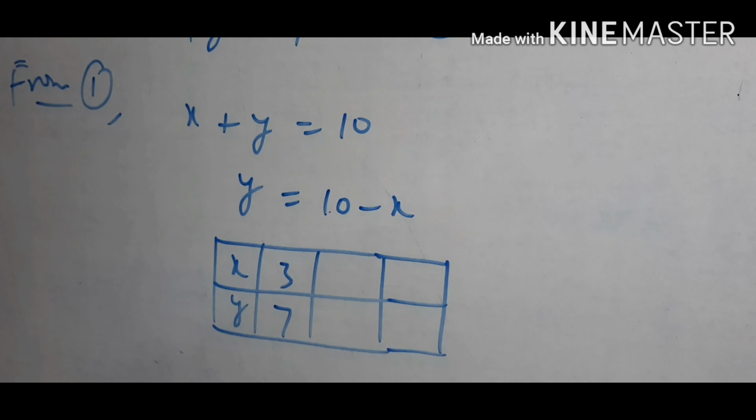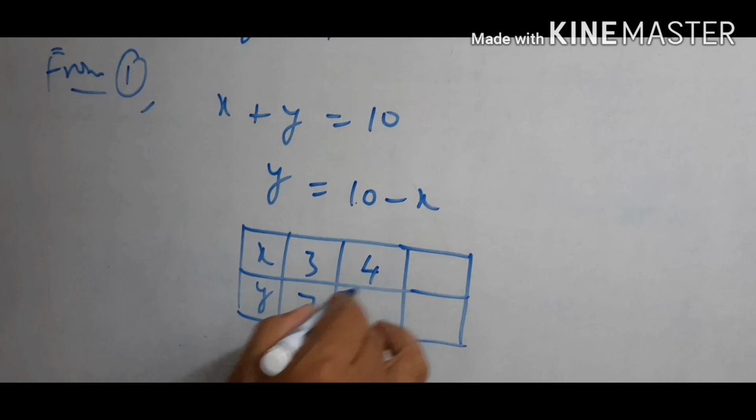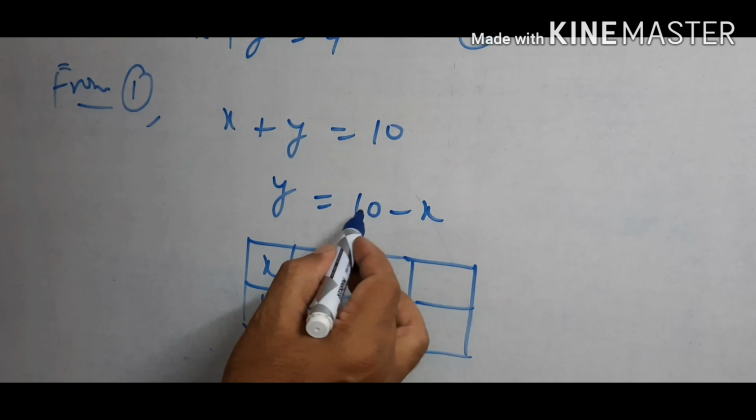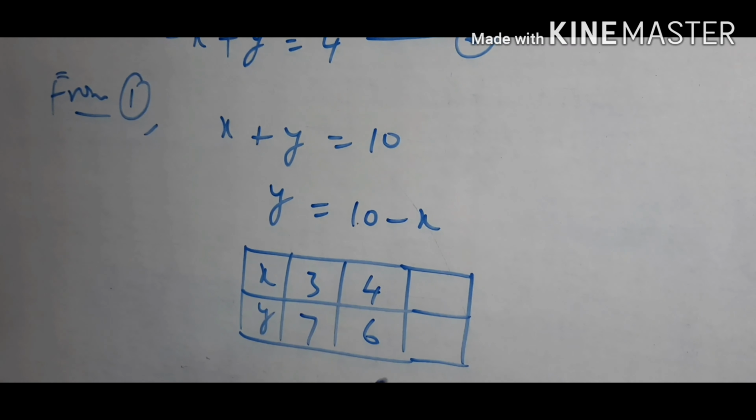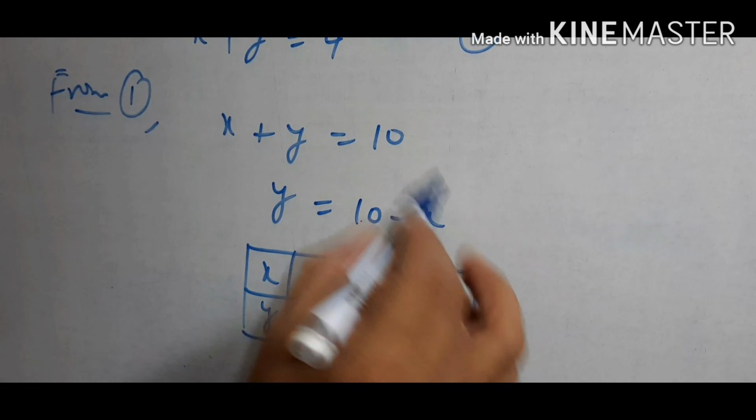Then if x is taken as 4, 10 minus 4, y will give 6. If x is 5, y will be 5.